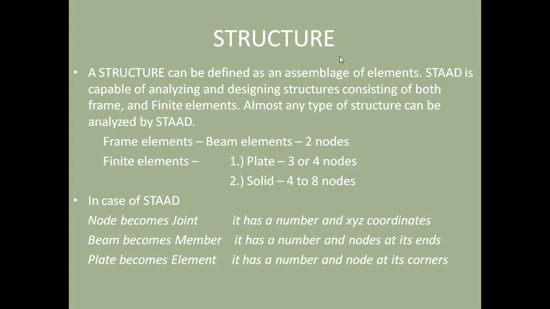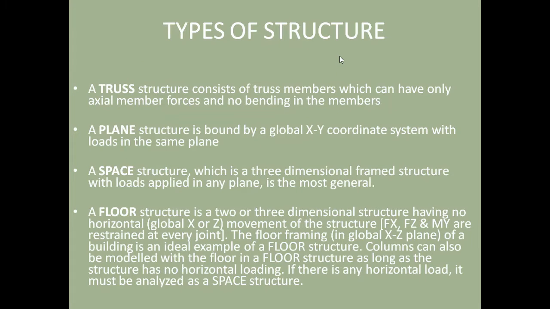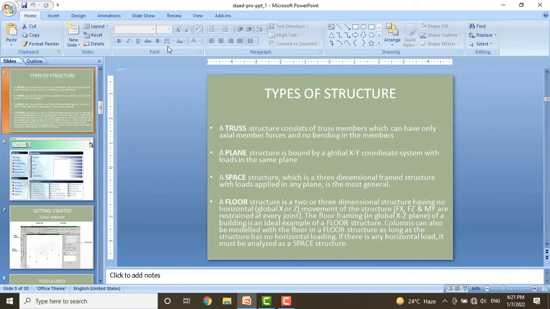Each one is an element: a beam is an element, a column is an element, a slab is an element. In STAAD.Pro, we call a joint a node, a member a beam, and an element a plate. In STAAD.Pro we are going to see the types of structures, as you can see here.